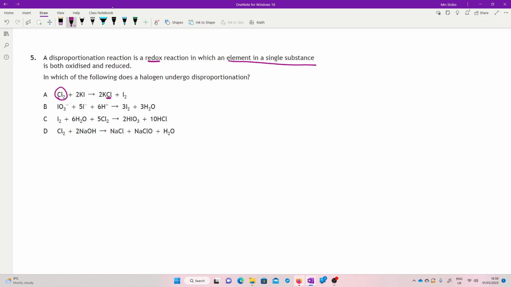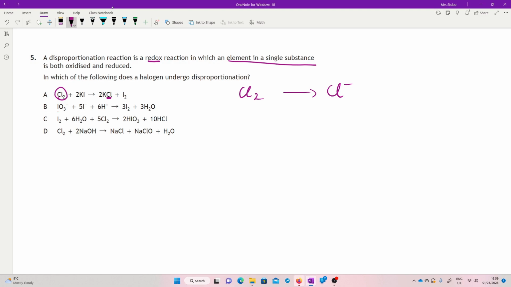And then look at where the chlorine ends up. The chlorine ends up over here with the potassium. So basically we've got Cl2 going to Cl minus. Well, that's just one thing. It's gained electrons, so it's been reduced, and that's it. Okay, and you've got to work through the rest of them and see if you can find out something that's happening in a similar way.